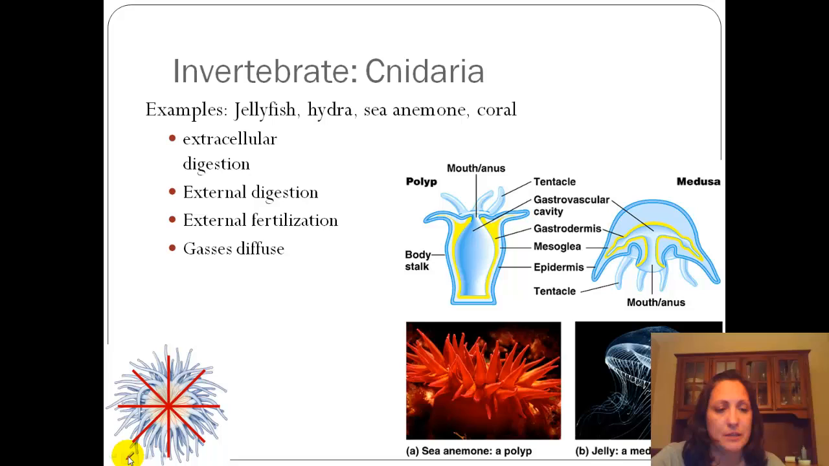So they have external digestion, so no digestive system, external fertilization, very little in the way of a system for that. And again, there's no respiratory system, so gases just diffuse in and out of the body.